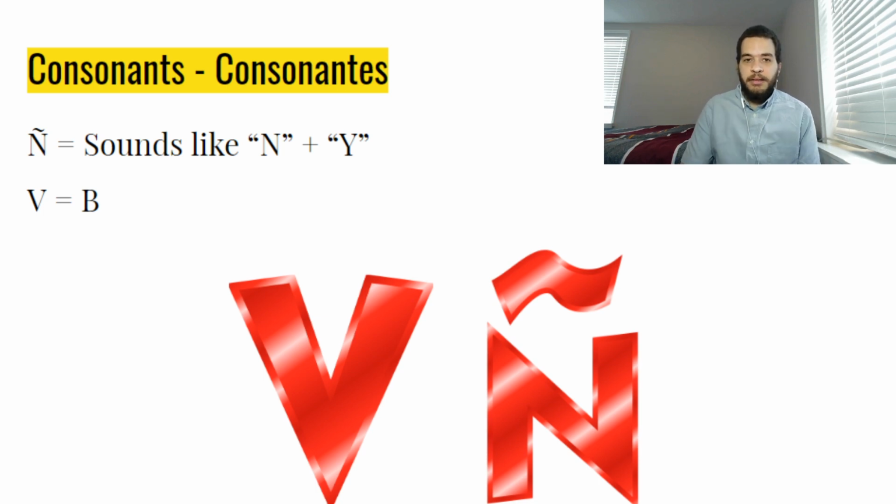Now, another thing is that V's in Spanish are actually pronounced like B's. So if you ever see a name like Victor, it'll be pronounced "Bictor." So any V's, pronounce them like B's, and you'll sound more natural.